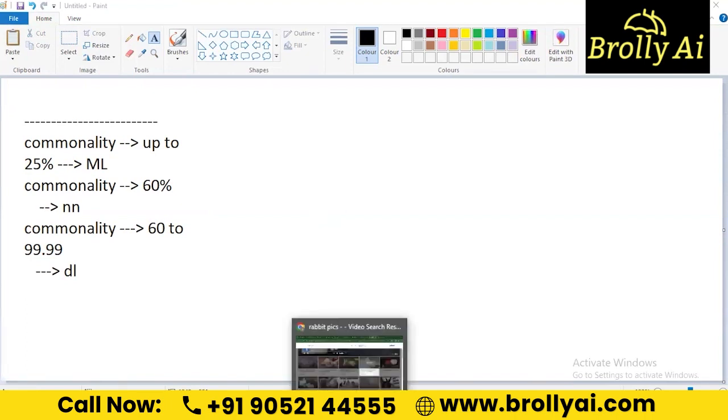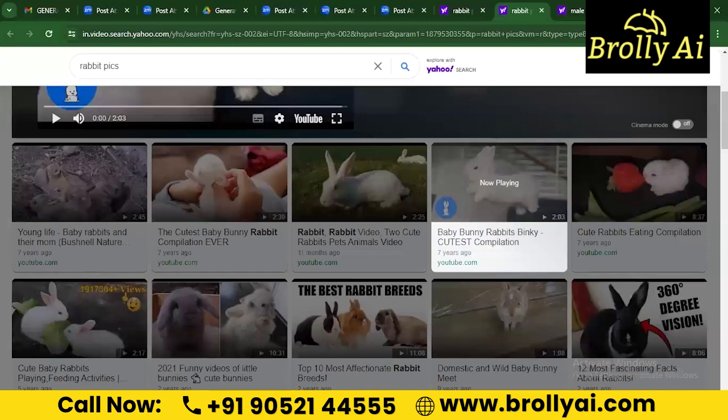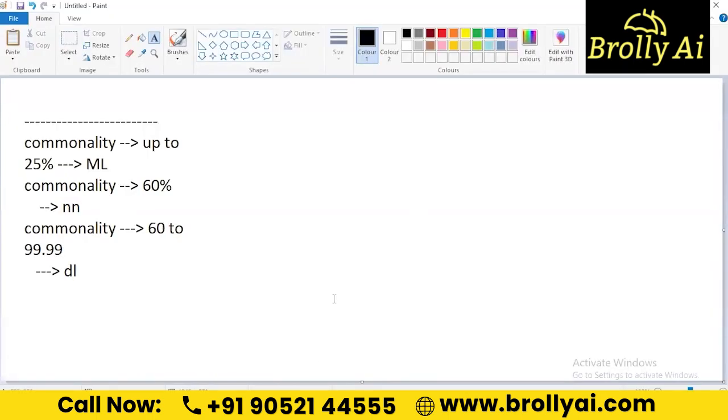So how do we find the commonality? That is another technique again. Got clarity? So when to use what? Very, very little commonality: proceed with machine learning. Mid-range commonality: proceed with neural network. More commonality, like in the rabbit pictures where we saw 99% common features in appearance: basic machine learning or neural network won't give you accuracy. At that time you have to train the model more deeply. That's why you have to use deep learning.